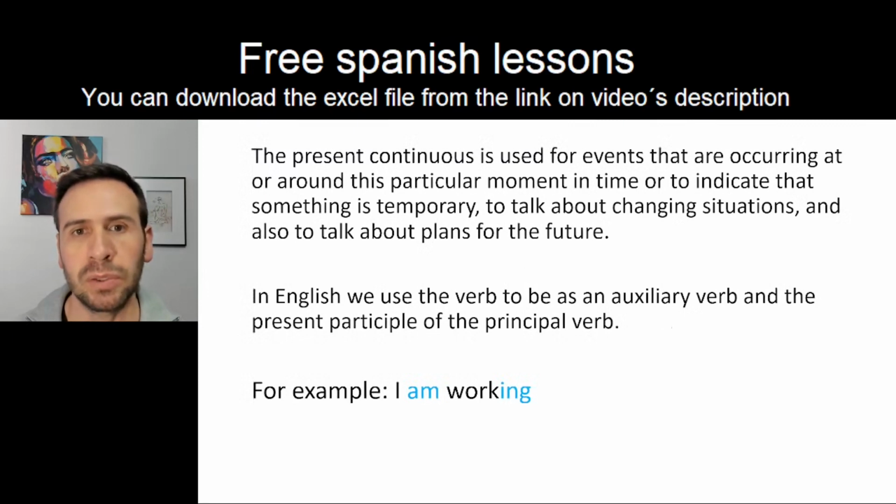The present continuous is used for events that are occurring at or around this particular moment in time, or to indicate that something is temporary, to talk about changing situations, and also to talk about plans for the future. In English, we use the verb to be as an auxiliary verb and the present participle of the principal verb. For example, I am working.